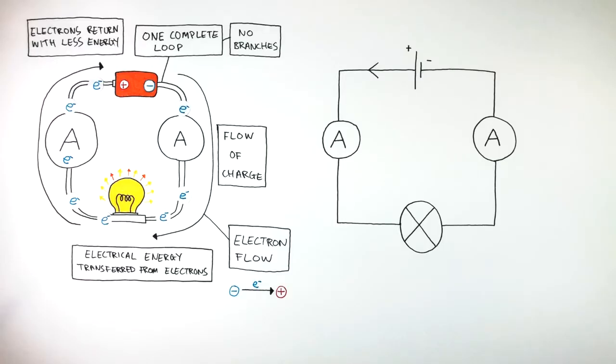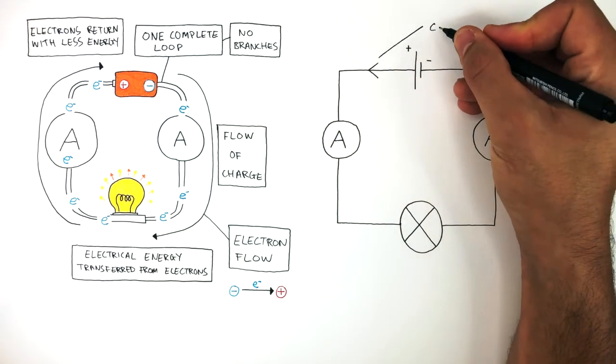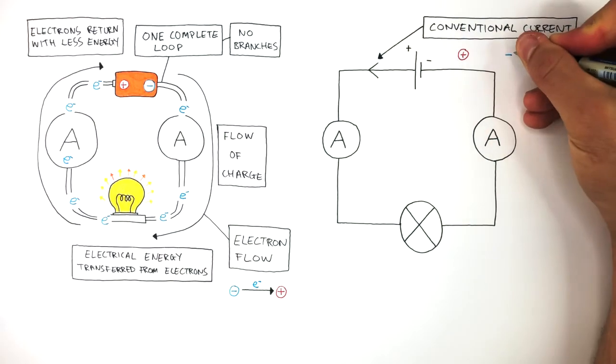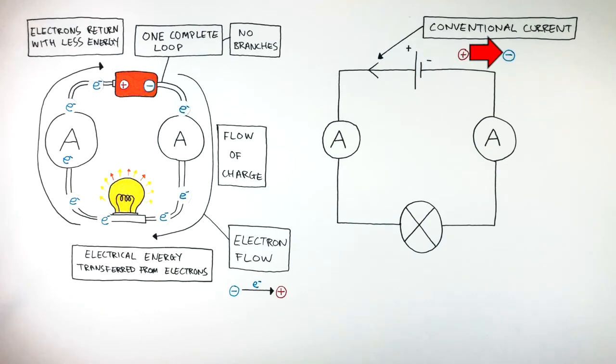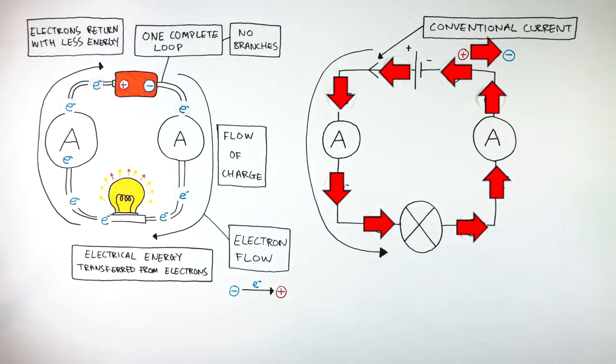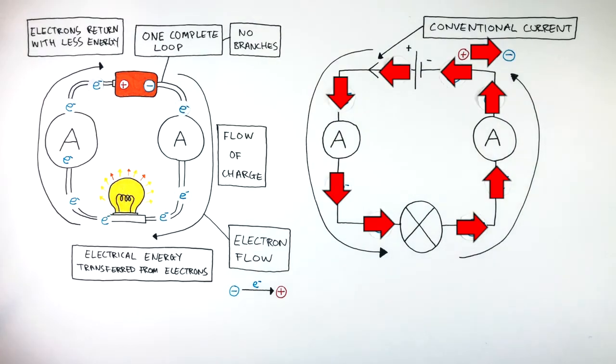Here is a circuit diagram representing the real circuit to the left. As this is a circuit diagram, we're dealing with the conventional current, as the conventional current goes from positive to negative, around the circuit and back to the negative terminal. So as this is a series circuit, current flows out of the positive terminal, around the circuit and back to the negative terminal. There is only one complete loop. There are no branches, so the current is the same at every point in the series circuit.